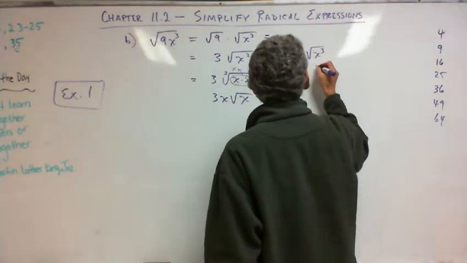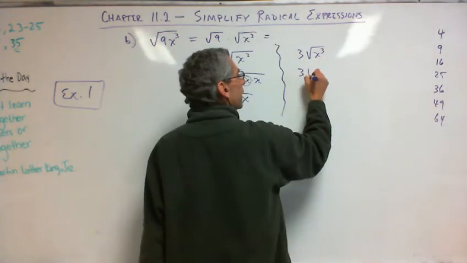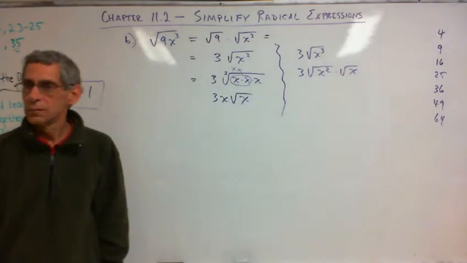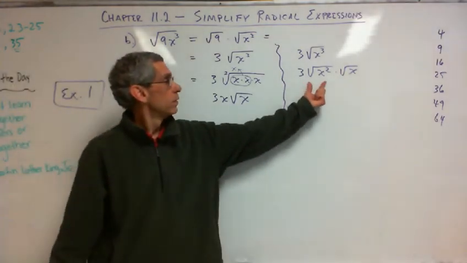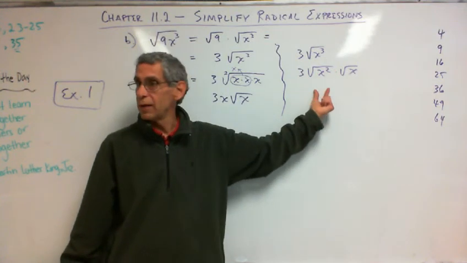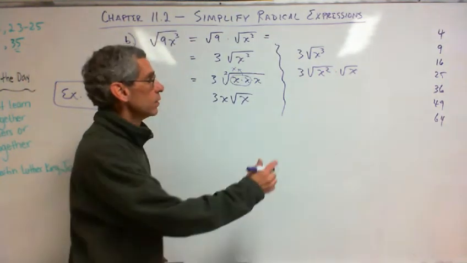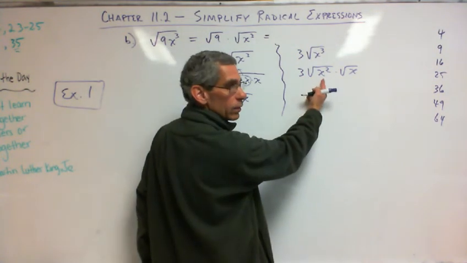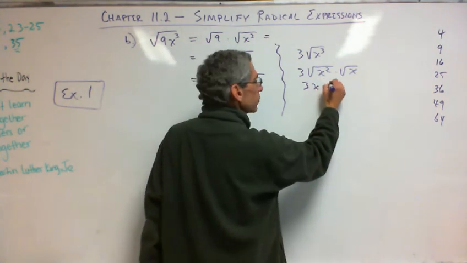3 times x cubed is the same as 3 times x squared times the square root of x. Don't you agree with me? That's the same thing. I'm using the product property of radicals, and you get the same answer. So what's the square root of x squared? X. So 3x times the square root of x.